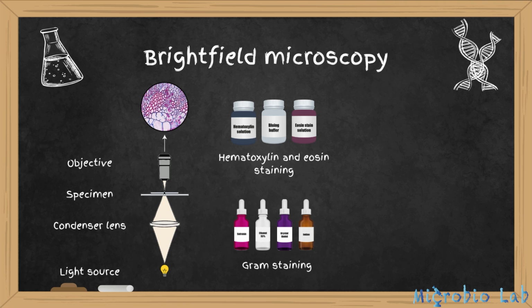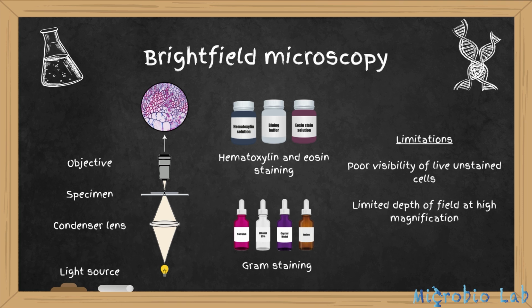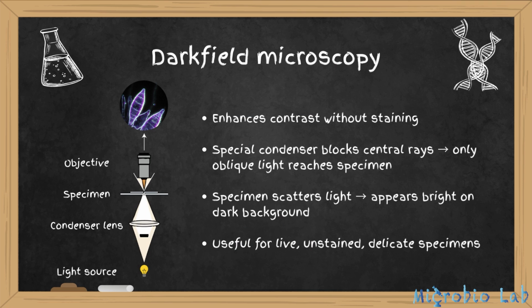While simple to use, its primary limitation is poor visibility of live, unstained cells and limited depth of field at high magnification. When we want to observe living, unstained cells, we need a different approach. Dark field microscopy is another optical technique that enhances contrast without staining.